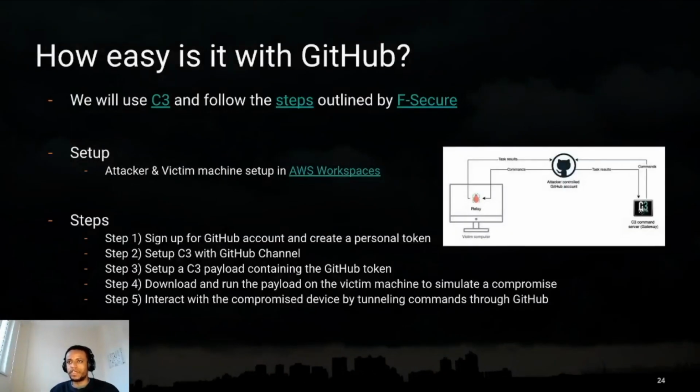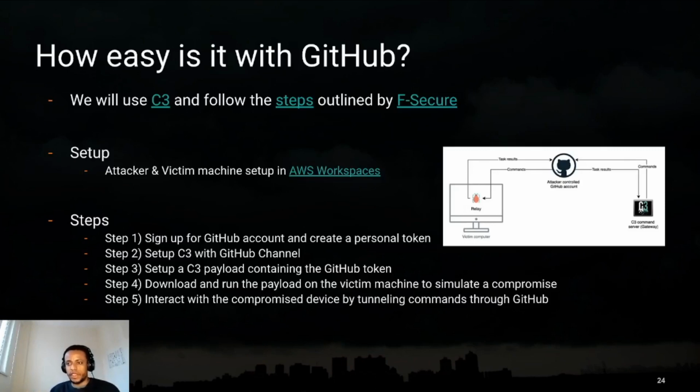So very similar approach. We're going to use a tool called C3 in this case, instead of Empire, and we're going to follow the steps outlined by F-Secure. So F-Secure is the creator of C3, right? C3 stands for Custom Command and Control. And in this case, both the attacker and victim machine are set up in AWS workspaces. So they're both Windows machines, right? And again, we're going to follow a 5-step process here.